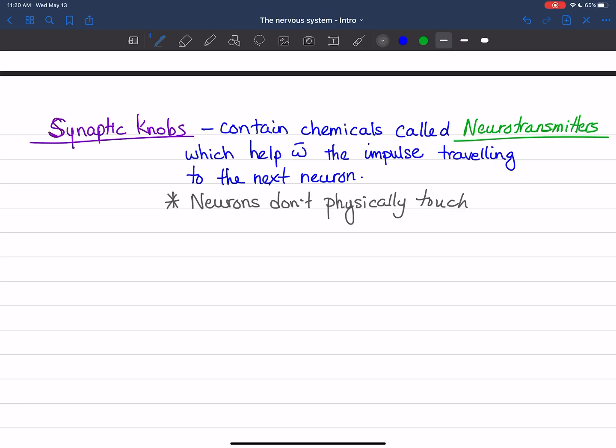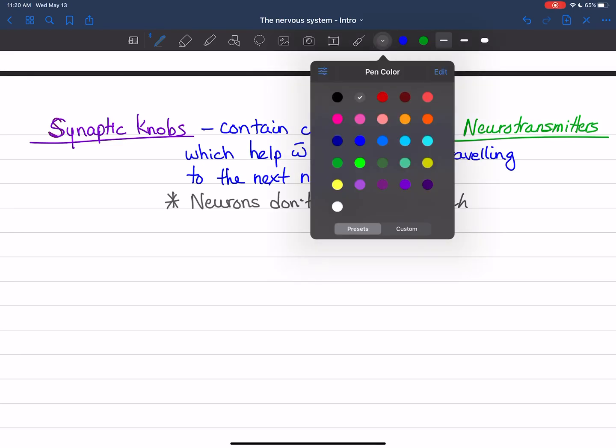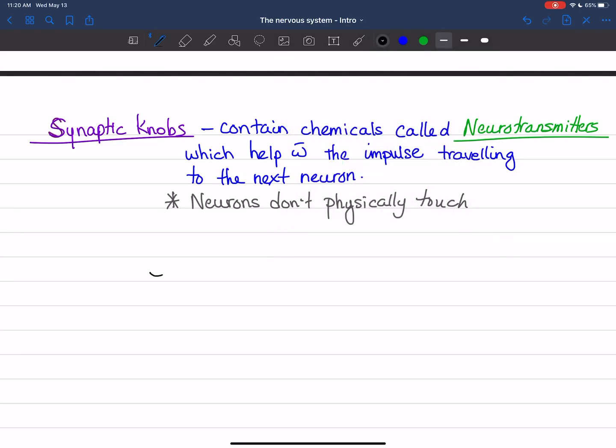And the reason for that is we're dealing with electricity. And so you don't want an electric shock to happen by accident. And so the way to prevent that is by making certain that these neurons are not actually touching each other.